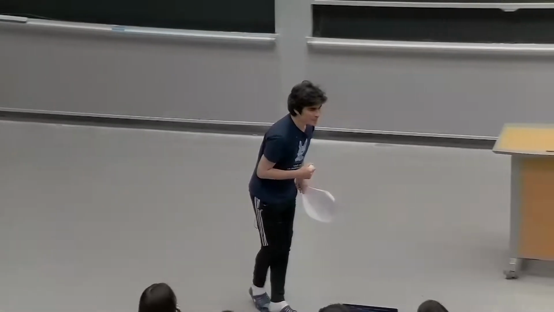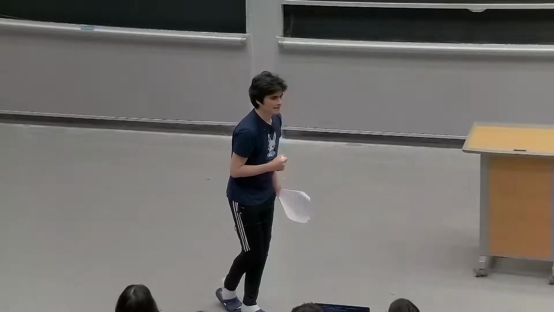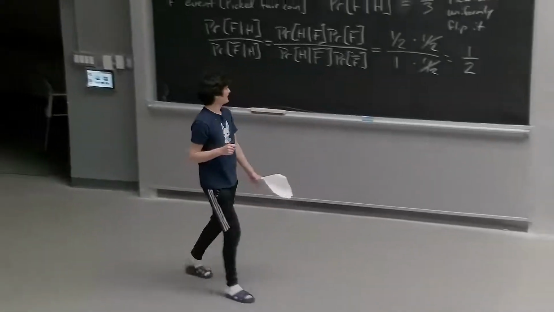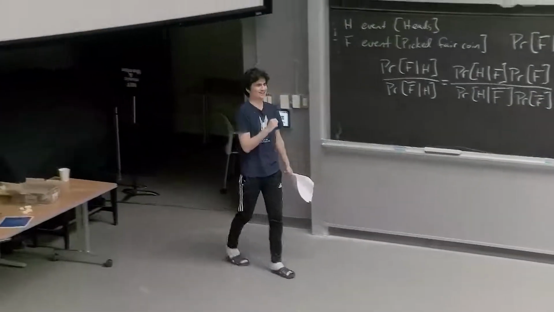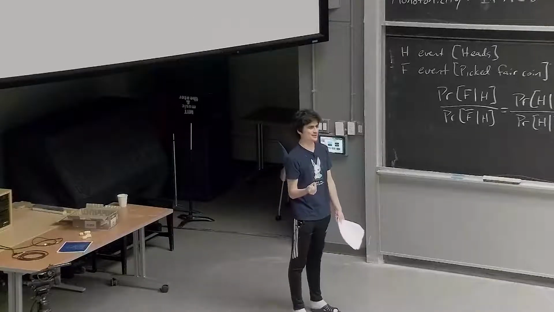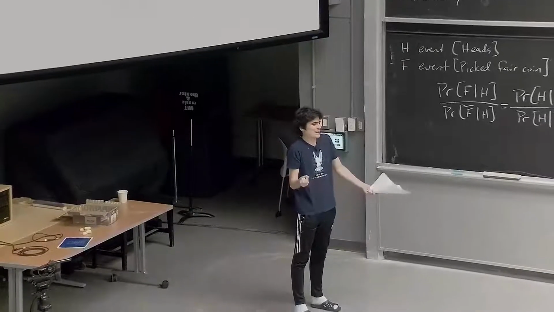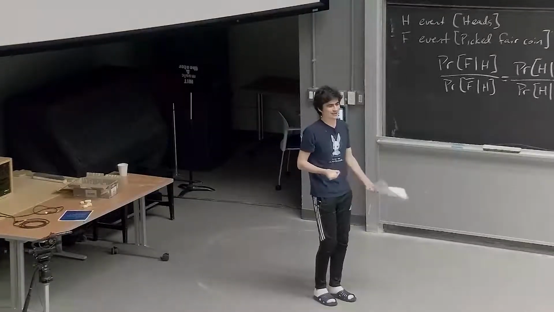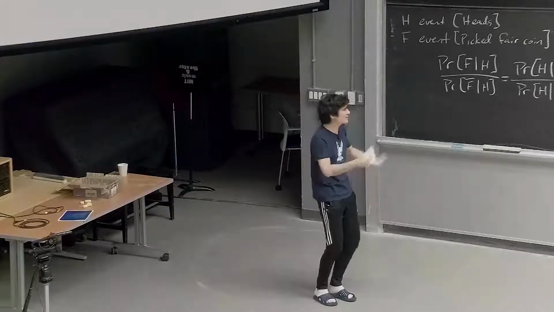Oh, question. If it's biased, do we care in which direction it's biased? Yes, absolutely. If it's a double-tailed coin instead of a double-heads coin, and I observe a heads, it must be the fair coin, because the double-tails coin cannot get a heads. So then my probability is just 1.